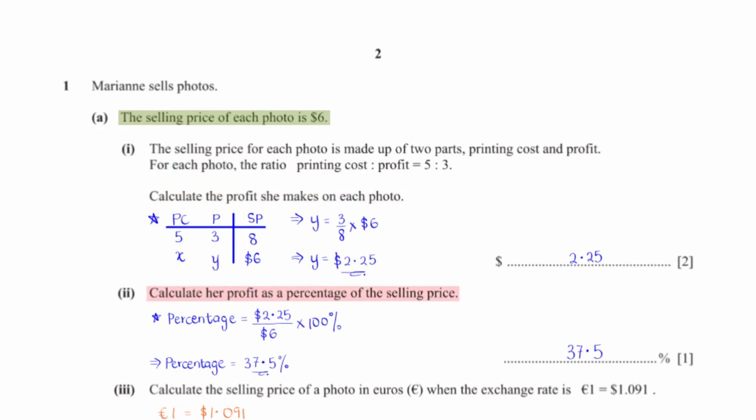Calculate her profit as a percentage of the selling price. When setting up the percentage equation, the value after the "of", which in this case is the selling price, would be the denominator. So we have the profit, which is $2.25 divided by the selling price, which is $6 times 100%. When we type this into the calculator, we get 37.5%.